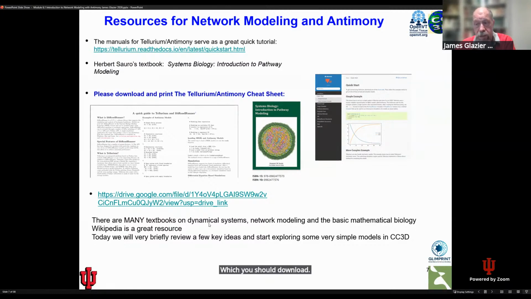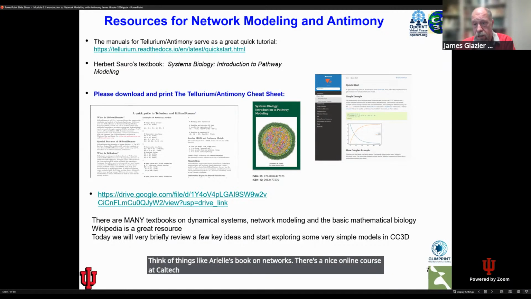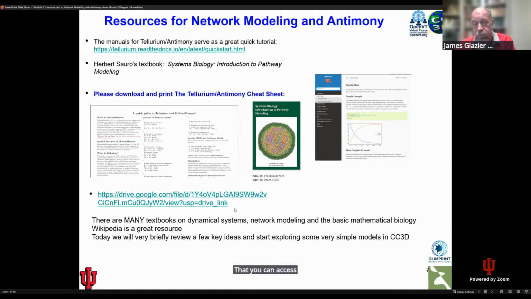And there are many textbooks on dynamical systems, network modeling. Think of things like Uri Alon's book on networks. There's a nice online course at Caltech that you can access. There's really an enormous amount available online, maybe too much. Again, today we can only do the basics.